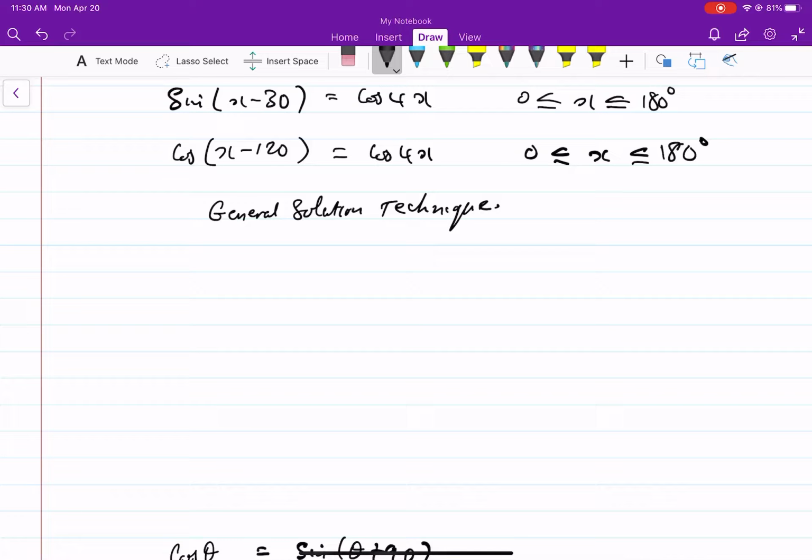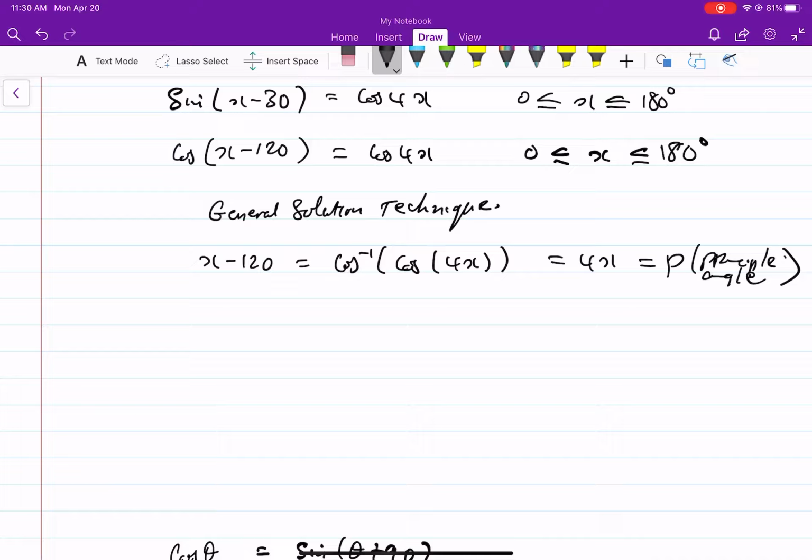Here's why this is so cool. I'm going to just cos inverse the other side. So I'll get x minus 120 is equal to cos inverse of cos of 4x. Everybody knows that cos and cos inverse will disappear. So this just ends up being 4x, which is P, my principal angle.